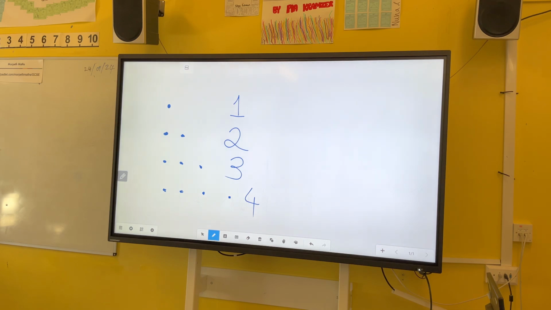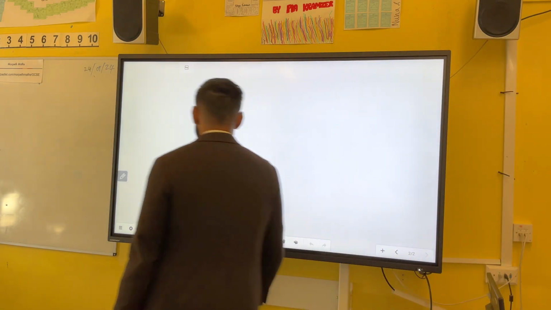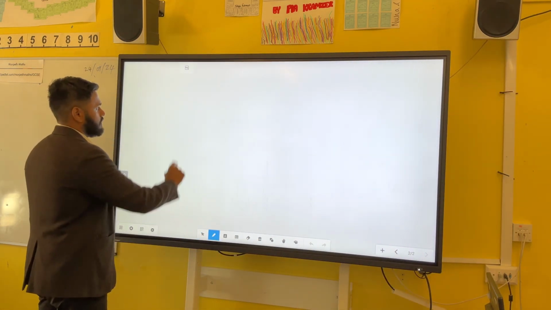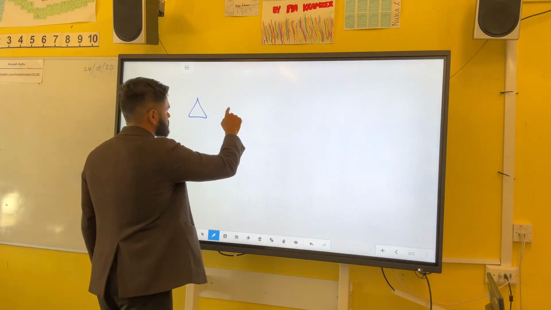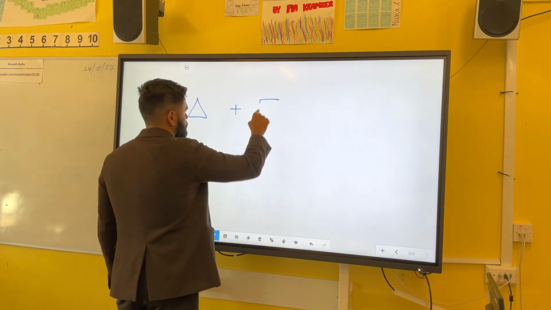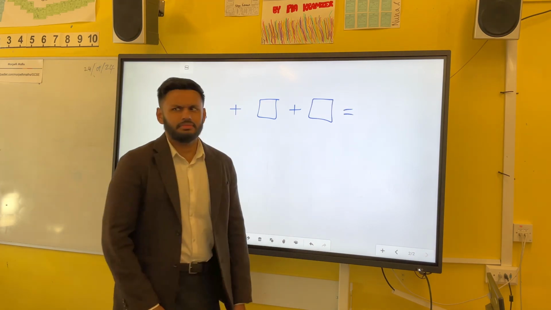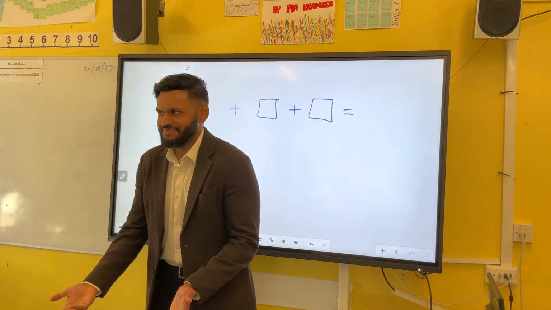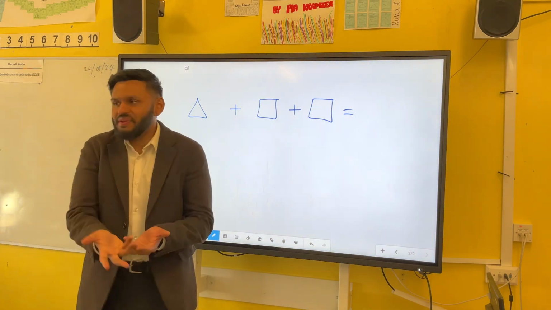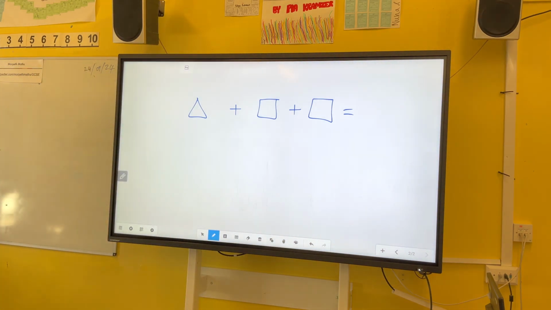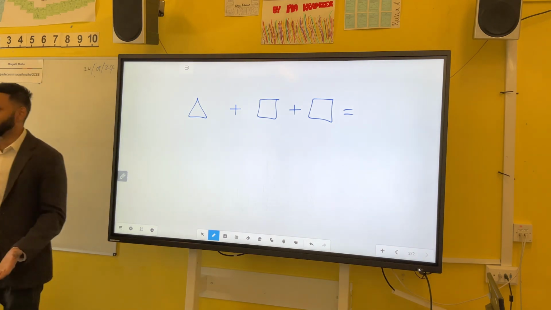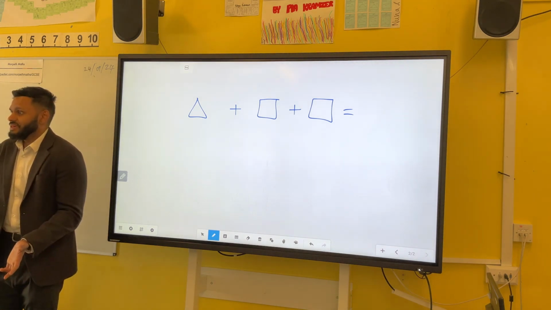Are you assuming that the objects are the same? Because think about it. Imagine the objects are different, okay? Imagine I have 1 triangle and I tell you to add 2 squares. Is the answer 3? No, because the objects are not uniform. They're not the same, right? And therefore, if they're not like things, can we add them? We can't. Do you understand?